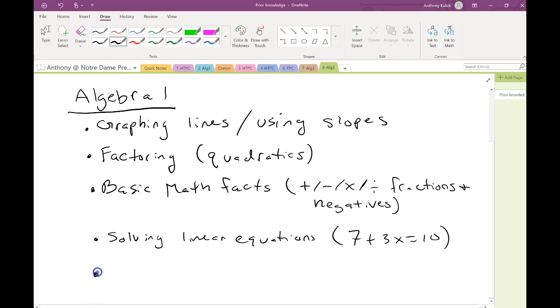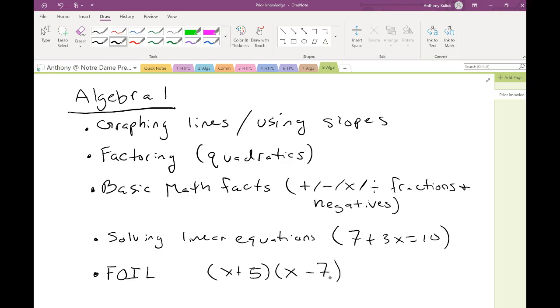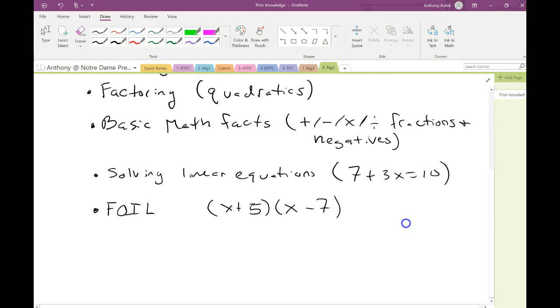FOIL. Sure. So those of you that don't recognize that term, that's an acronym for first, outer, inner, last. And it just describes how you would multiply out two binomials, like, say, x plus 5 times x minus 7. I would expect most of us to be pretty familiar with FOIL and feel comfortable doing it. But yes, great. That's absolutely an Algebra 1 topic that I would have expected us to see. Who else has some?